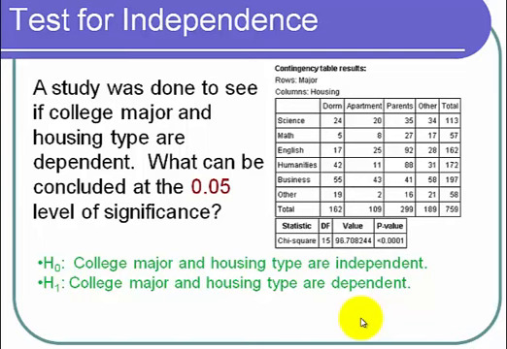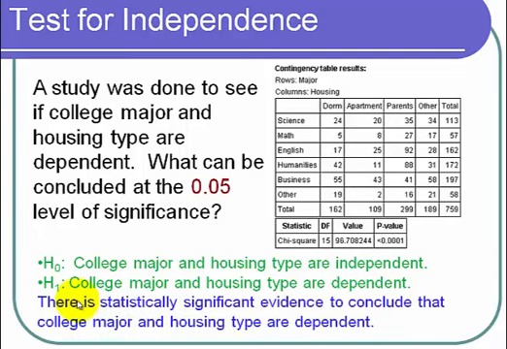Since we had a small p-value, we say there is statistically significant evidence to conclude that college major and housing type are dependent. If the p-value had been larger, like say 0.72, then we would just say we don't have evidence. We have insufficient evidence to make a conclusion about whether they're independent or dependent. But we did have a small p-value, so we really could say that we have statistically significant evidence that college major and housing type are dependent.